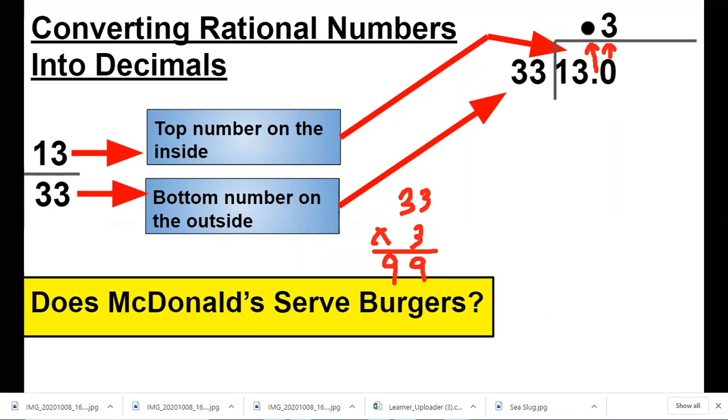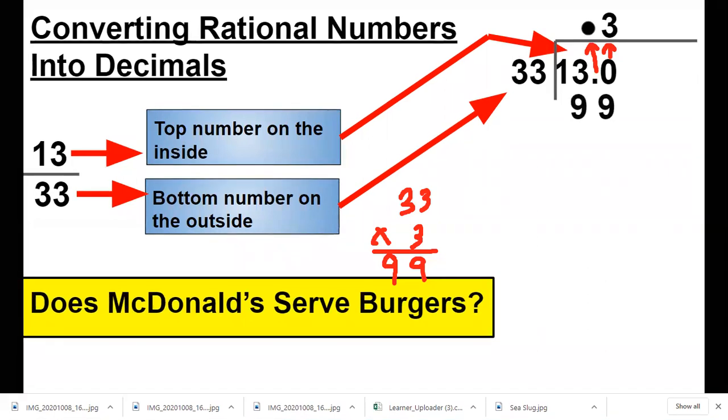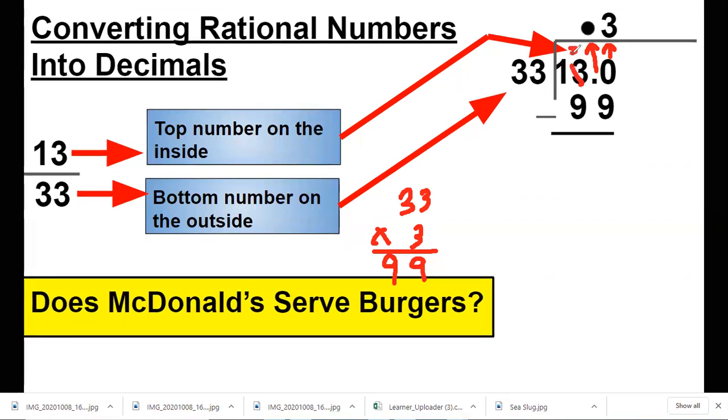Now we're going to do our multiply, which we did. 33 times 3, that's 99. Now we're going to do our subtract. 130 minus 99. Again, I can't take 9 from 0, so I'm borrowing from the 3. I'm making it a 2, and my 0 is going to become 10. So now we have 10. So 10 minus 9 is going to be 1.